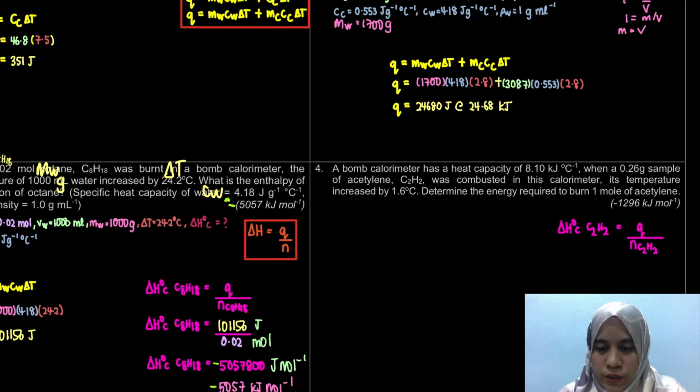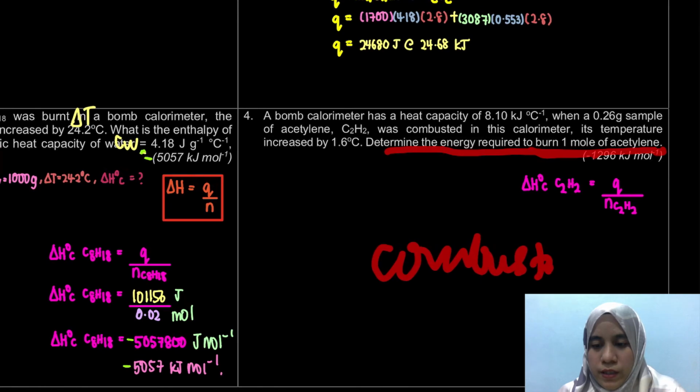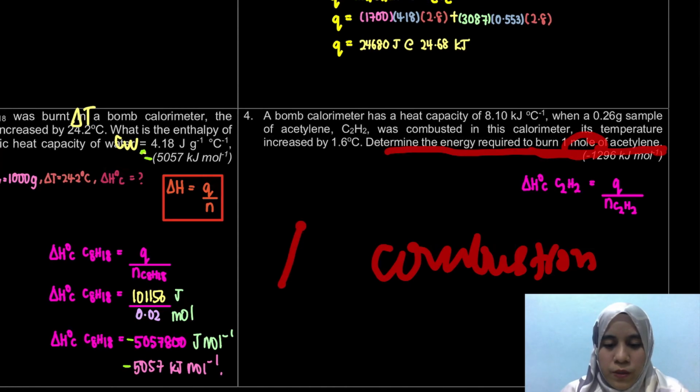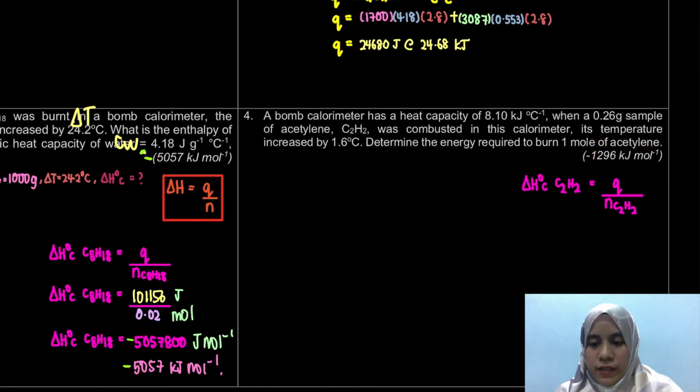It's just that for this question, it mentioned that a bomb calorimeter has a heat capacity, and a 0.26 gram sample of acetylene was combusted. Here it mentioned determine the energy required to burn 1 mole of acetylene. Okay. Here it mentioned about burn 1 mole, so here is about combustion. And when it is actually talking about 1 mole of our reactant, here is actually our standard enthalpy of combustion. Okay, again, for delta H, this is actually about our C2H2. So again, Q divided by N, where N must be C2H2.